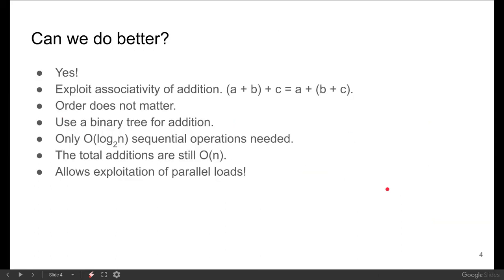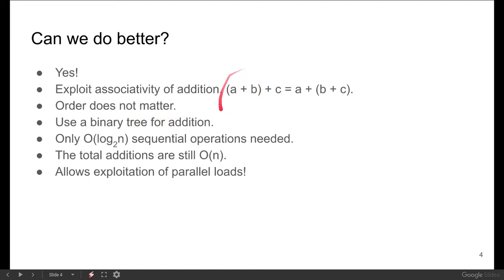Yes, we can. So how can we do better? Well, we can exploit the associativity of the addition operation. Now what is associativity? Associativity is a simple property of binary operators, such as multiplication, addition, the maximum operator and the minimum operator, which states that the order in which the operations are carried out on the operands does not matter. For example, whether we add a plus b first and then add to c, or we add b plus c and then add to a, the result is going to be the same regardless. So the order does not matter.